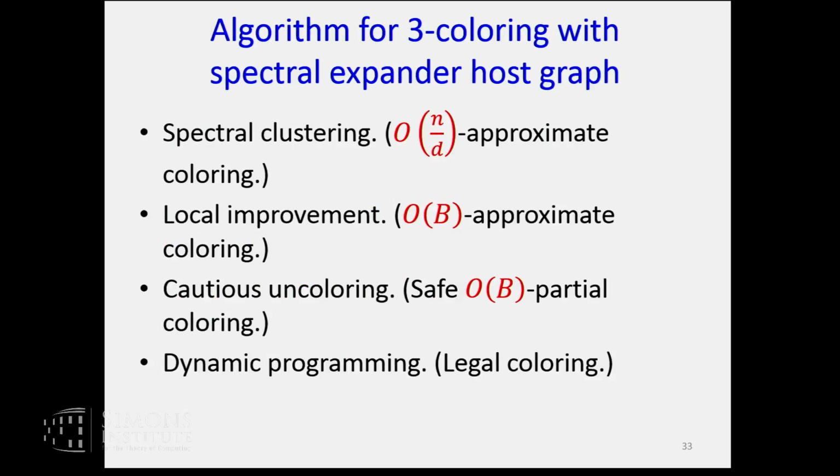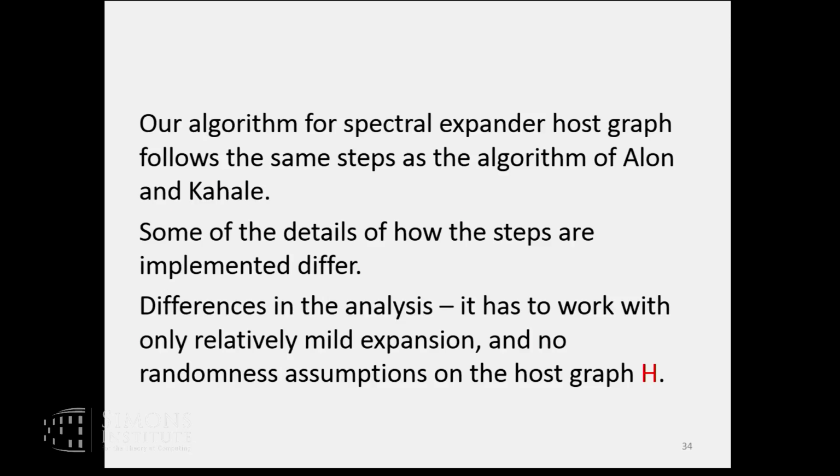And the algorithm that we run is basically the same algorithm. And the question is, would it work? Start with a planted spectral coloring, local improvement, cautious uncoloring, and dynamic programming. At the end, would the same thing just work as it is? So our algorithm follows the same steps. It turns out that we need to change some of the details of some of the steps, and we need to change the analysis in some places. One reason is that we cannot use anywhere in the analysis the randomness of the host graph. And another reason is that the expansion that we have here is not as good as that of random graphs, so it makes the analysis more difficult, but basically everything goes through.